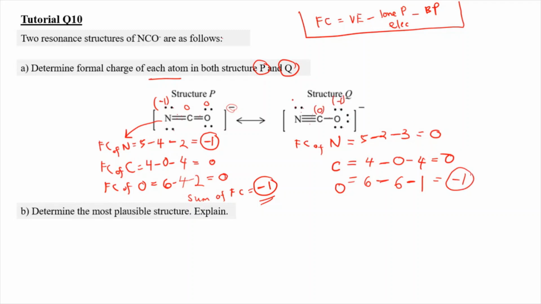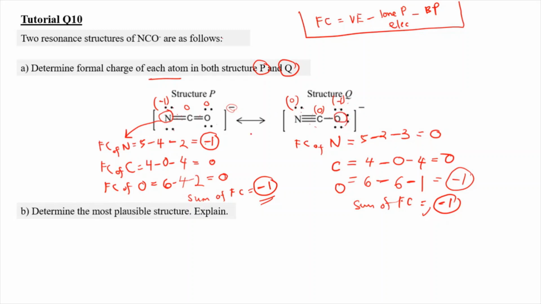So carbon is 0, nitrogen is 0. So for the summation of formal charge, it's still -1, which is the same as the polyatomic ion. So both of the structures here are correct and they are resonant to one another. But one of these is more plausible, lagi senang untuk terbentuk ataupun lebih stabil untuk dibentuk. Dan kita tengok pada posisi di mana negative charge itu berada. So in structure P, the negative charge is being carried by the nitrogen. Meanwhile, in structure Q, the negative charge is being carried by the oxygen.